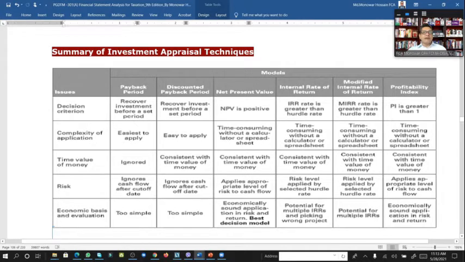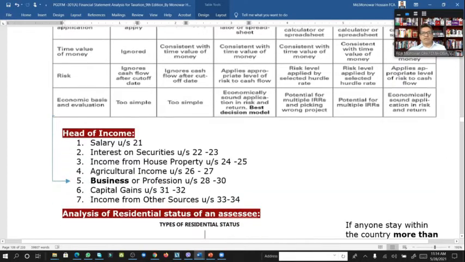Regarding risks, the payback period ignores cash flow after the cutoff date, that is the break-even. Discounted payback is the same way. NPV applies the appropriate level of risk to cash flow. Here the risk is which discount factor we are taking; this is the risk factor. If it is not appropriate, then it would hamper the project in future. So this is the summary of the techniques, and these are what we use for business purposes.